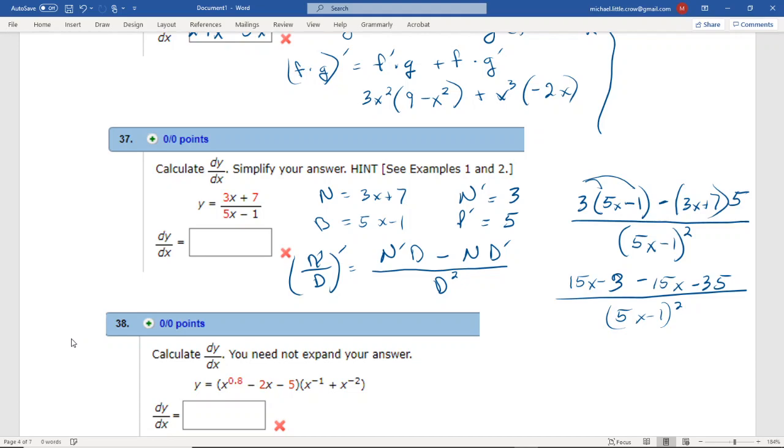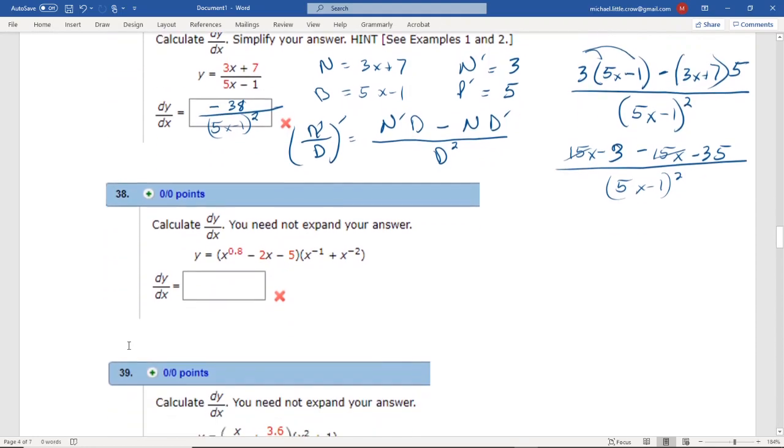So 15x minus 15x, so those become 0. Negative 3 minus 35 is going to be minus 38, all over 5x minus 1 squared. And that's simplified. 38.